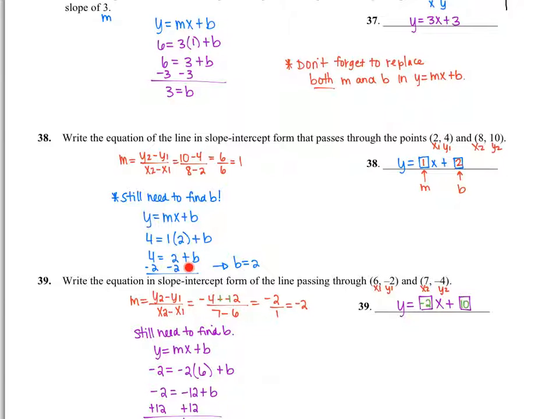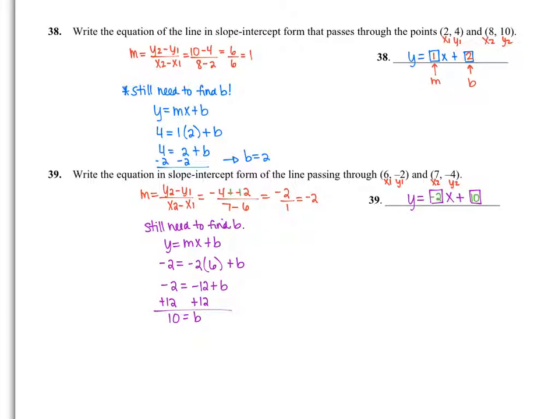To isolate b, I subtract 2 from both sides, so b equals 2, and so now I can fill that box. So y equals 1x plus 2. Your objective on this kind of a problem is to fill the 2 boxes. The first box is the slope, the second box is the y-intercept. 38 and 39, they're the same kind of problem.